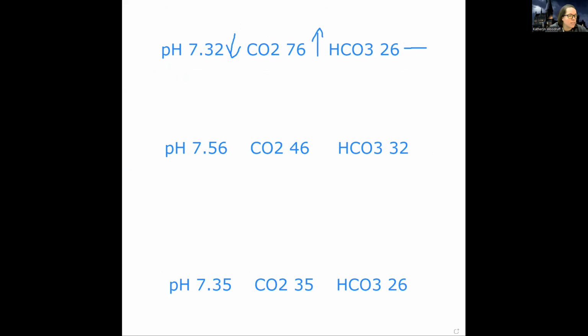First I make arrows, then I compare my arrows. I usually compare my pH and my CO2 together because they're next to each other, so it's easier. I want to see if they're going in the same direction or opposite directions. Like these directions say, if it's the same direction, I have a metabolic problem. If it's different directions, I have a respiratory problem. Looking at these arrows, they are going in different directions.